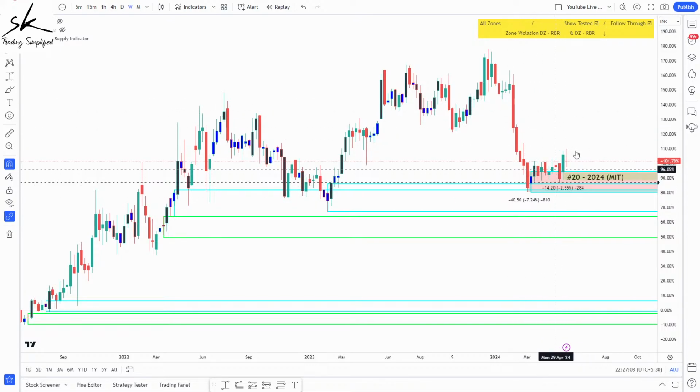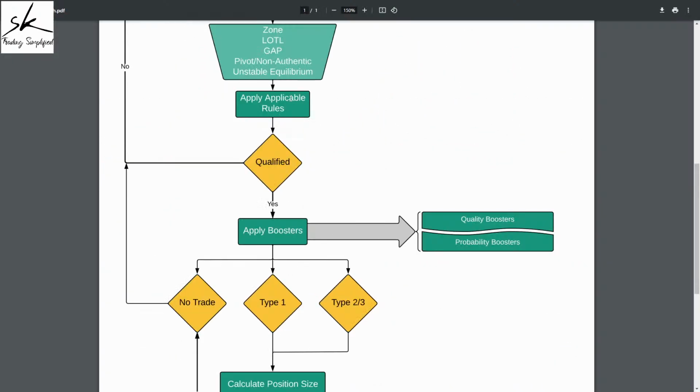So yes, even though we are inside of it, it is not a coinciding level. So now that we know it's not a coinciding level, we can move on to the next condition which we need to check, that is, is this zone because of a gap. This zone is not because of a gap, therefore we will not apply the gap rules.